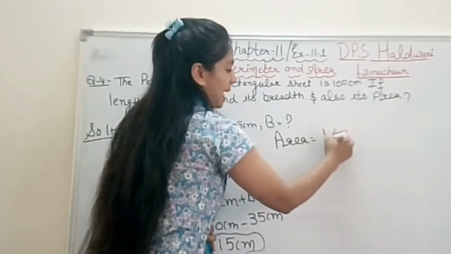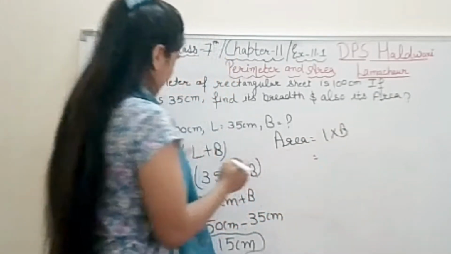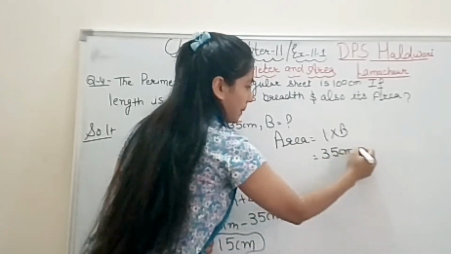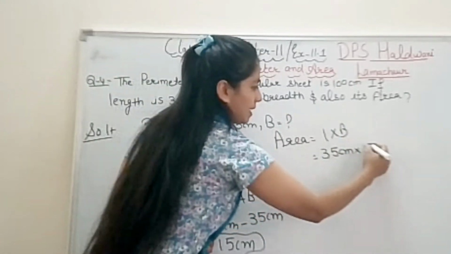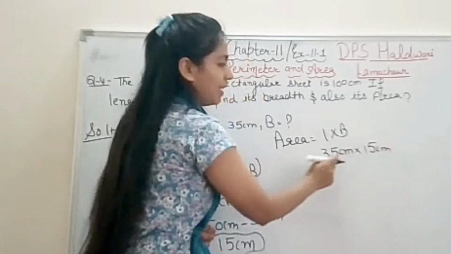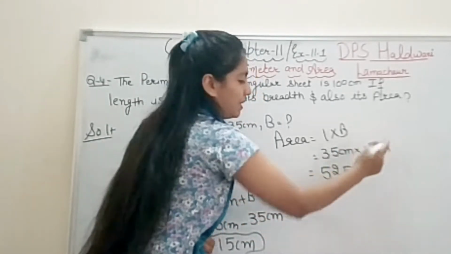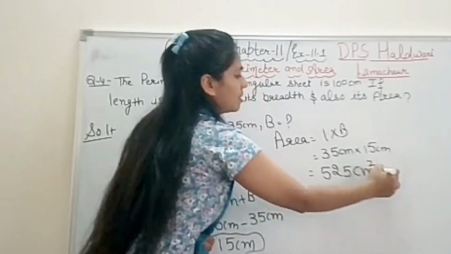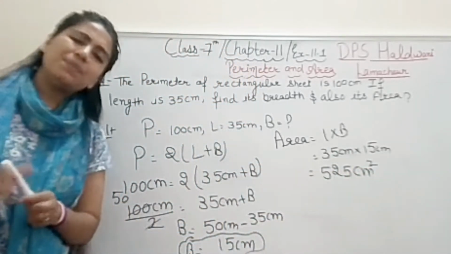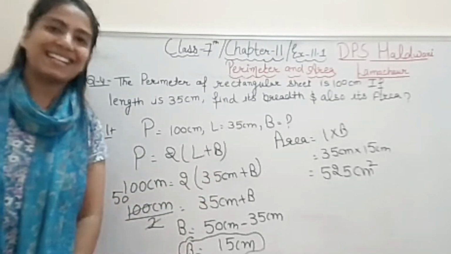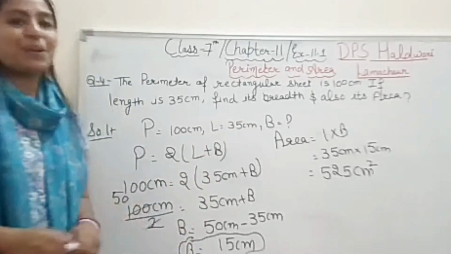Area of rectangle is L into B. L is 35 centimeter. B is 15 centimeter. So 35 into 15 is 525. Centimeter into centimeter is centimeter square. See, the equations are very simple. Just steps you need to follow. That's it. So this is all about question number 4.